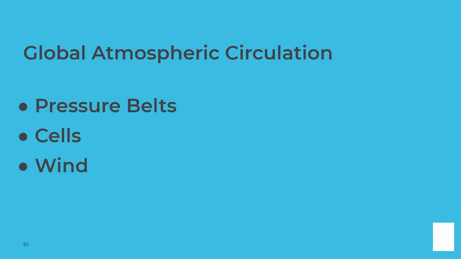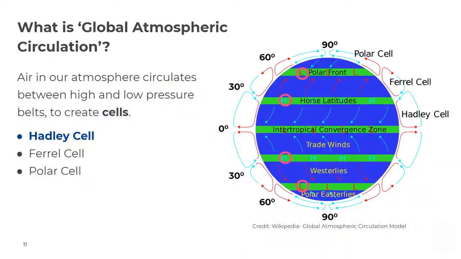So now that we are clear about what latitude, hemispheres and air pressure mean, we are now going to start to apply that knowledge to global atmospheric circulation. So we're going to be learning about pressure belts, cells and wind. So what is global atmospheric circulation? It's what's occurring in our atmosphere.